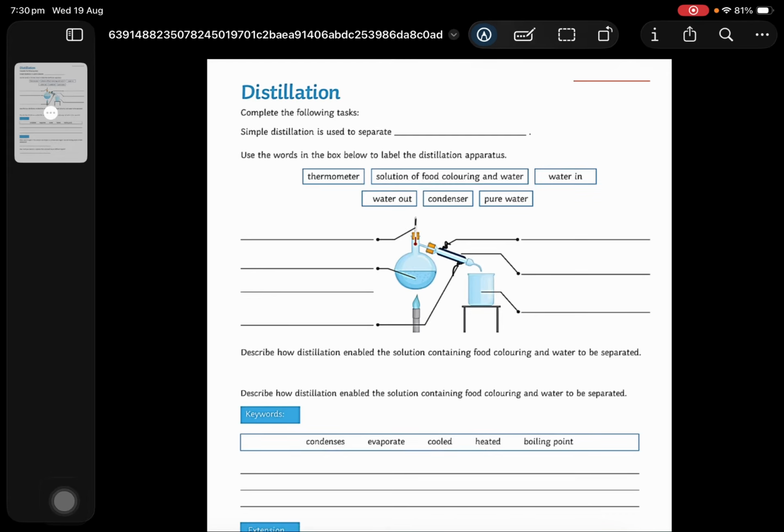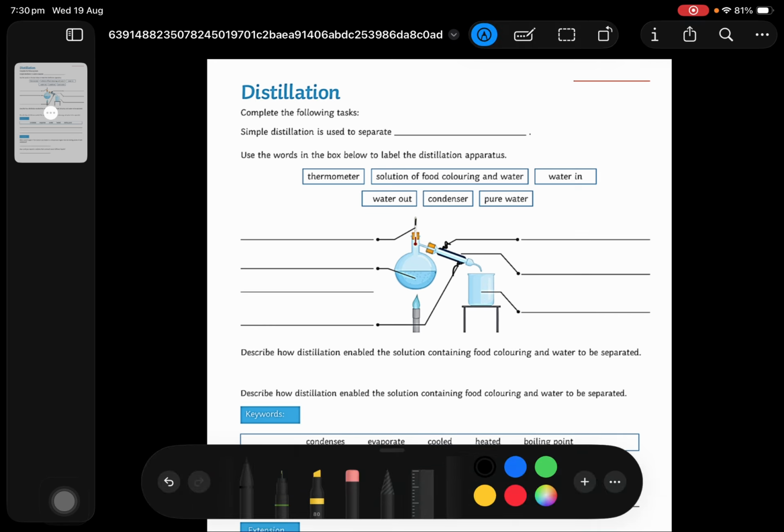Hello everyone, so today we're going to be doing a worksheet on distillation to recall what we've learned before. So firstly, distillation. Simple distillation is used to separate a dissolved solid and a liquid. So we can just write used to separate soluble mixtures.